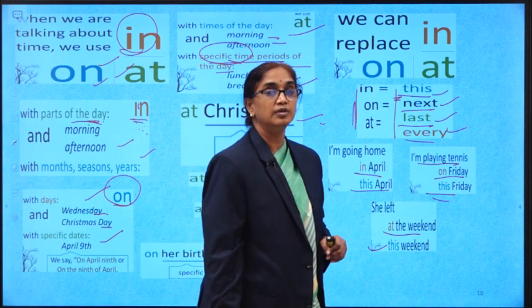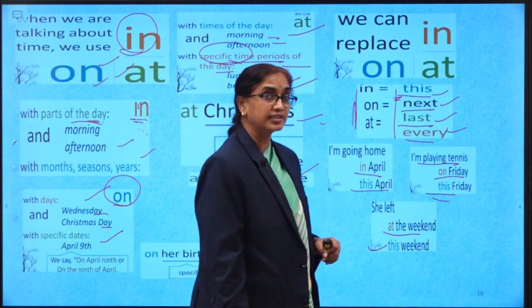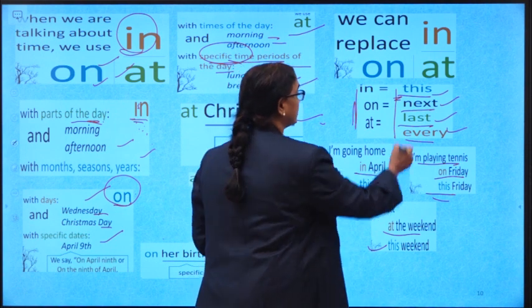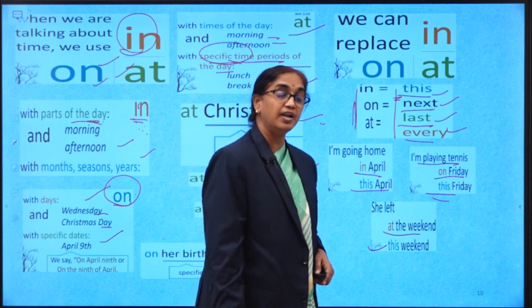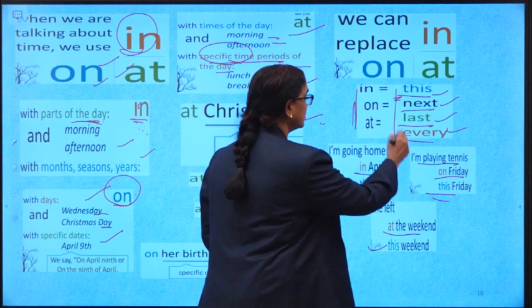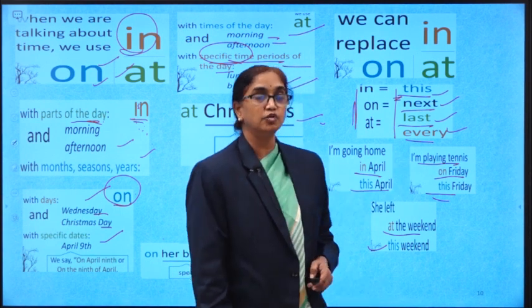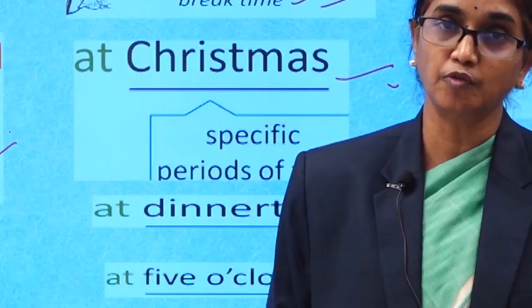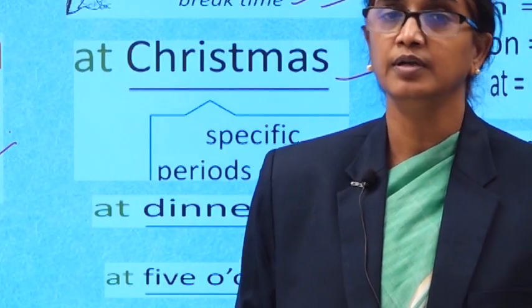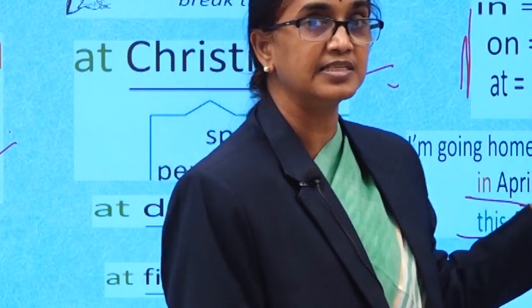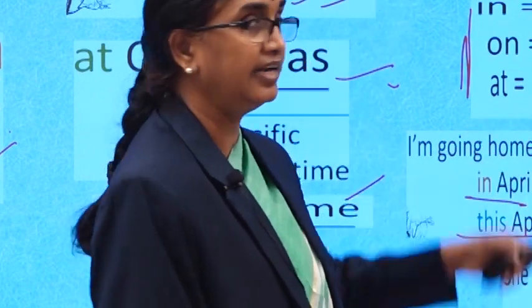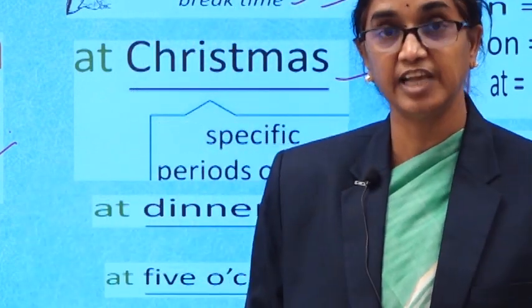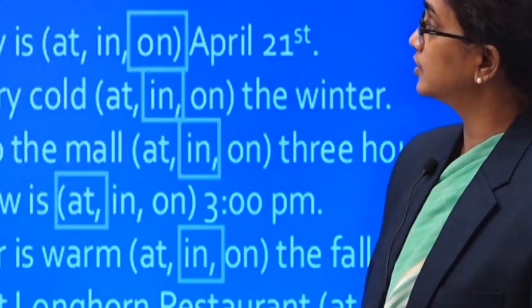I will meet you on Thursday. I will meet you next Thursday. I saw him last Monday. So this is how we can substitute the prepositions of time in, at, on with expressions like this: next, last, and every. I go to church every Sunday. I go to church on Sundays, you can say, or I go to church every Sunday. This is how we use them.